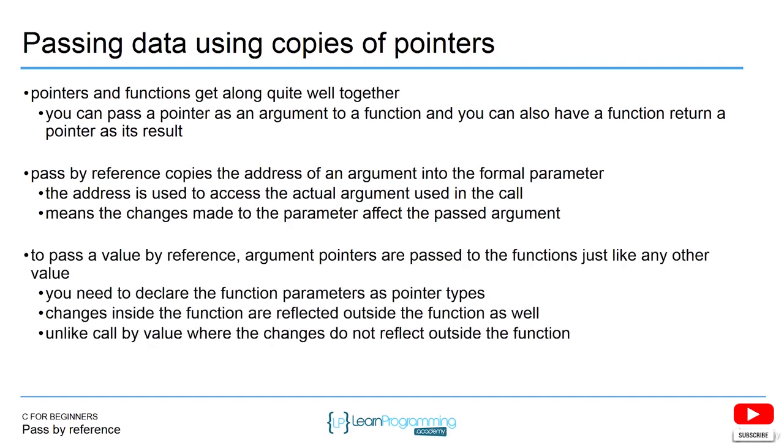So to pass a value by reference, argument pointers are passed to the functions just like any other value. You need to declare the function parameters as pointer types with the asterisk. Changes inside the function are reflected outside the function as well. You don't have to use global variables as much. Unlike a call by value where the changes do not reflect outside the function. We're still copying, we're still passing by value, it's just the value of a copy of the address. Okay, so this is an important concept to understand.